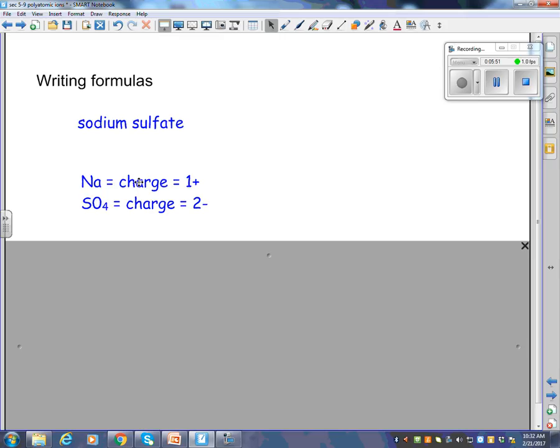Okay, so we got Na is a +1, SO4 is a -2. So what's the formula going to be?